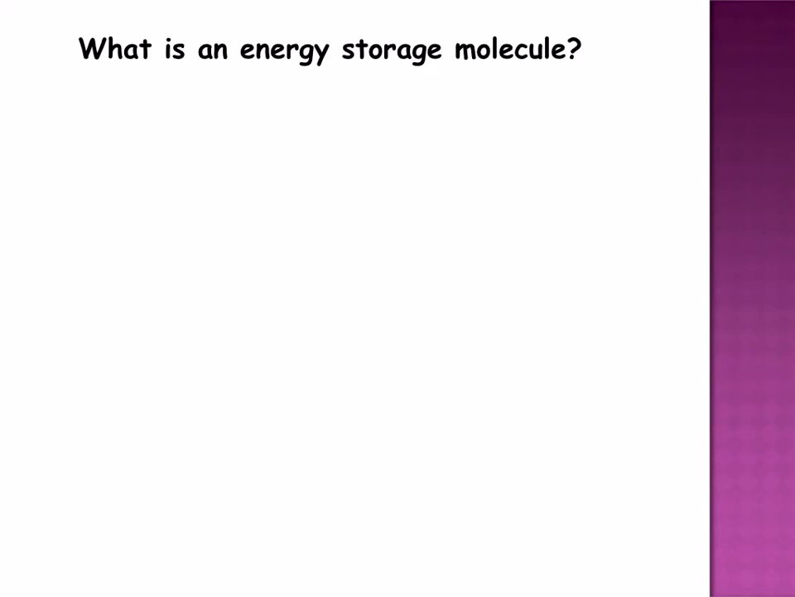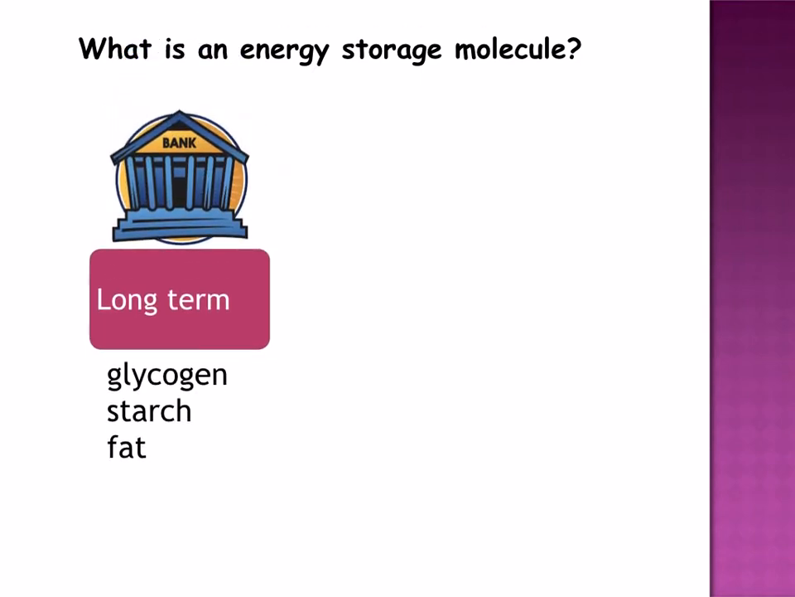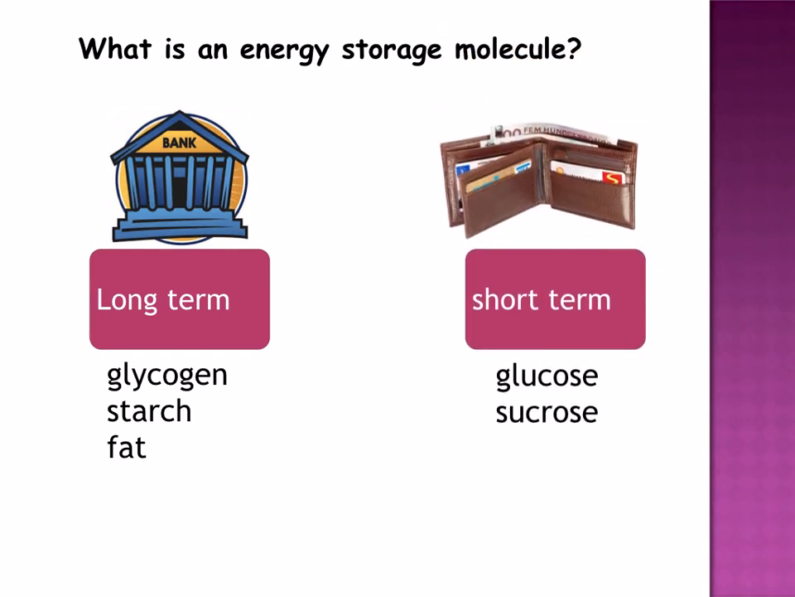Now be careful not to get mixed up between an energy storage molecule and energy currency. Energy currency molecules act as the immediate donor of energy, whilst an energy storage molecule stores the chemical potential energy. So an energy currency molecule would be like ATP. An energy storage molecule would be like glycogen, starch, and fat, and these are your long-term energy storage molecules. Short-term energy storage molecules would be glucose and sucrose.